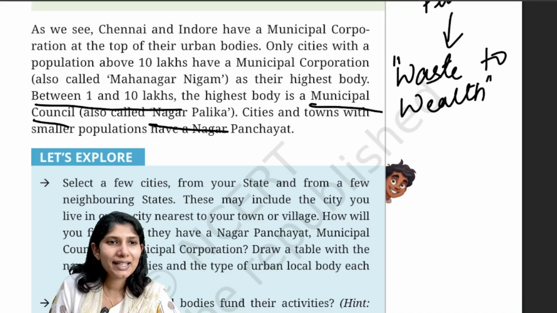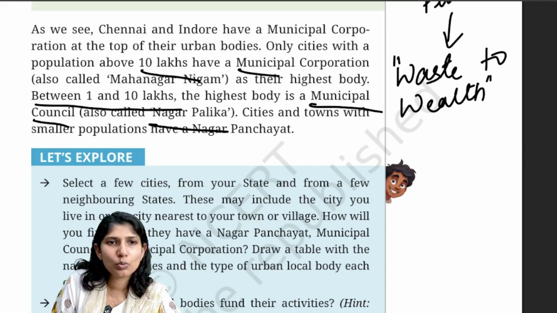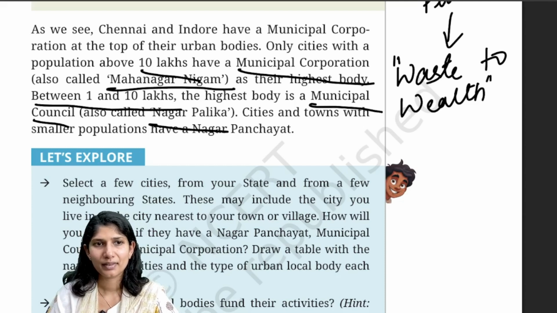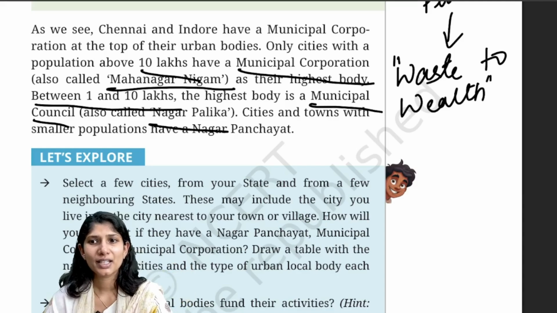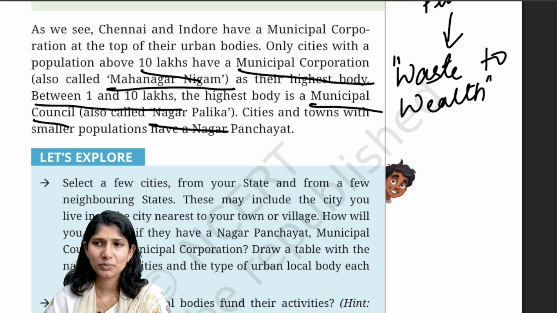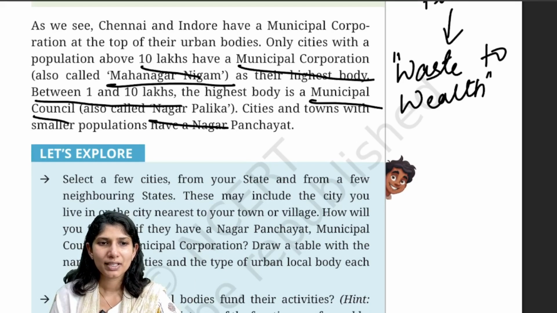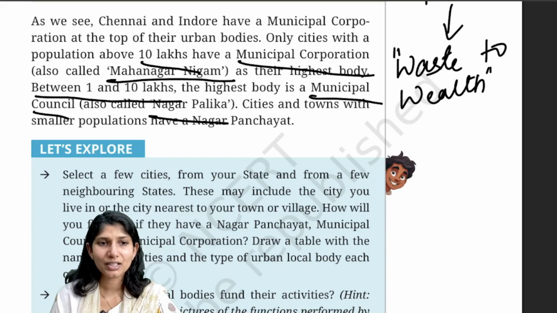Then above that, 10 lakh and above, we are going to call it a municipal corporation, which will be called Mahanagar Nigam. So here we are classifying your urban administration into three types. First is Nagar Panchayat, second is Municipal Council, third is Municipal Corporation. The smallest population will be focused where? Nagar Panchayat. Highest number of population? Municipal Corporation. So this is how your urban areas are working.